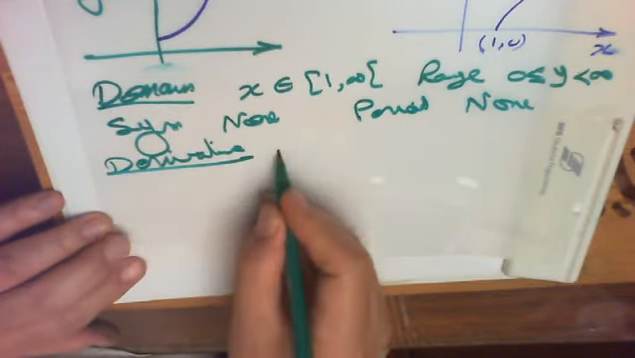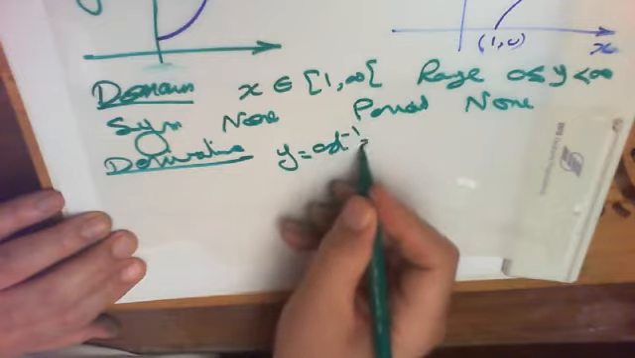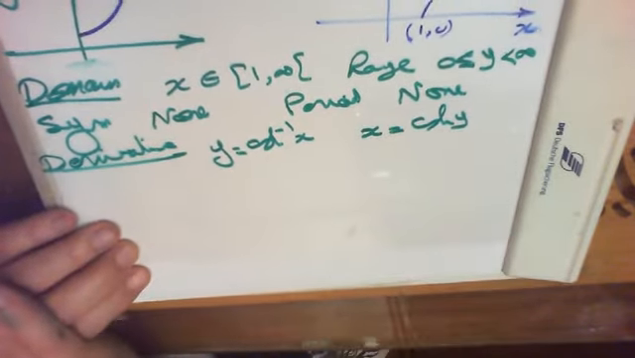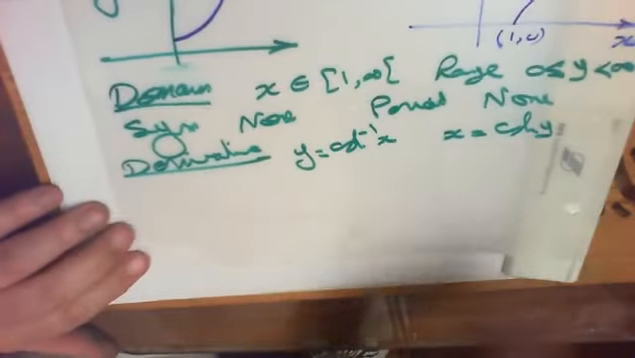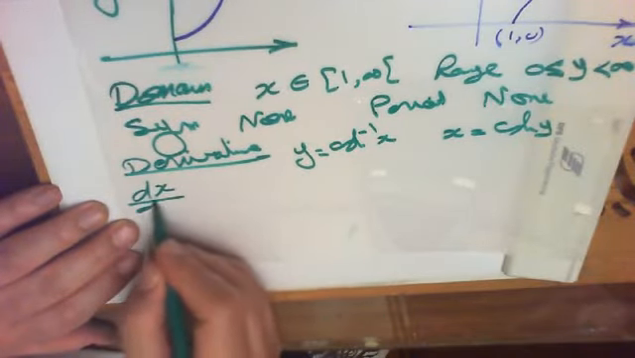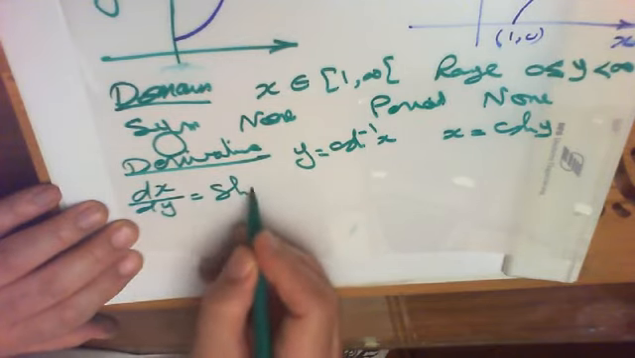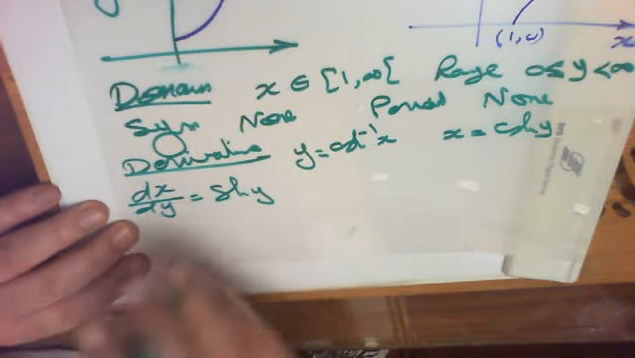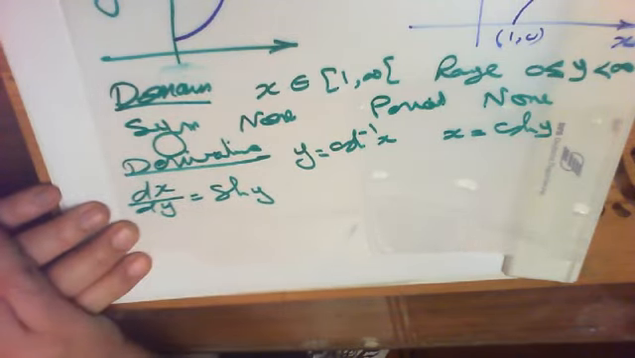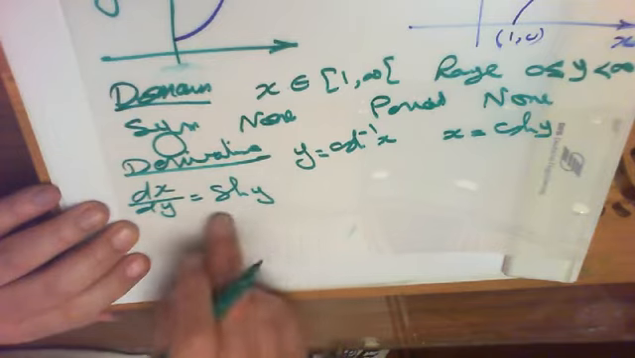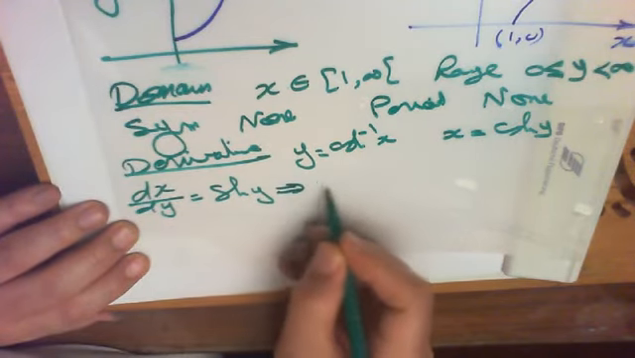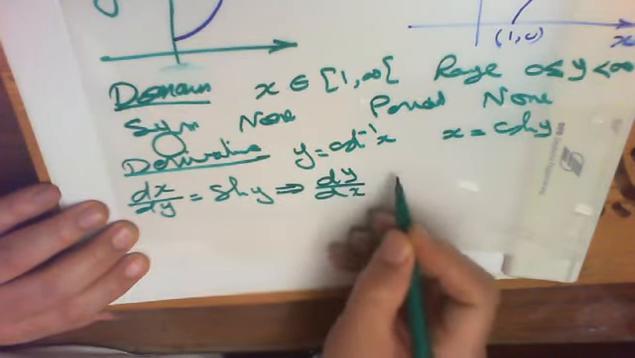Y equals cosh minus 1 x means x equals cosh y. Okay? Which means that dx by dy equals sinh y. But sinh y, we can obtain the reciprocal, or we can make an algebraic operation, then go to the reciprocal, the same, as you like. So dy by dx equals 1 over sinh y, no problem.